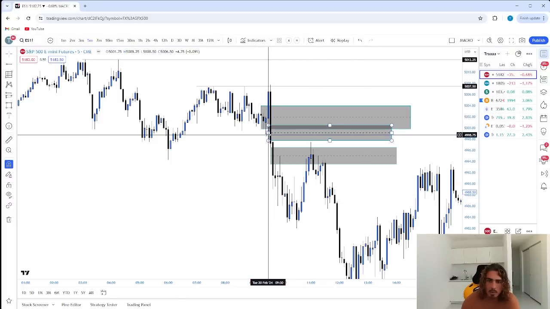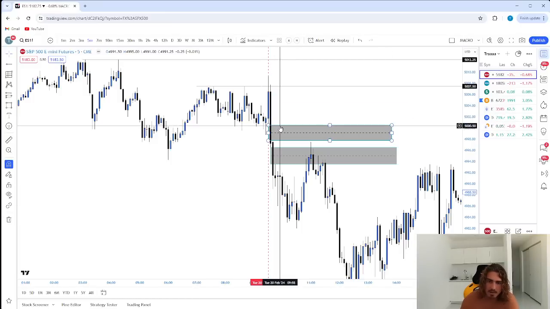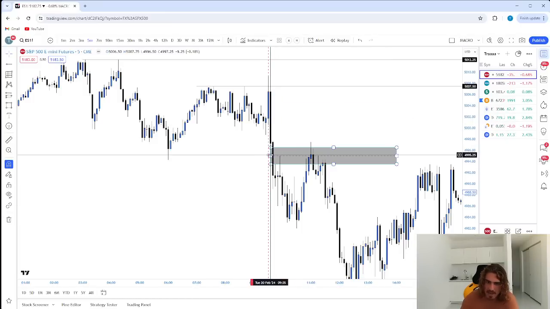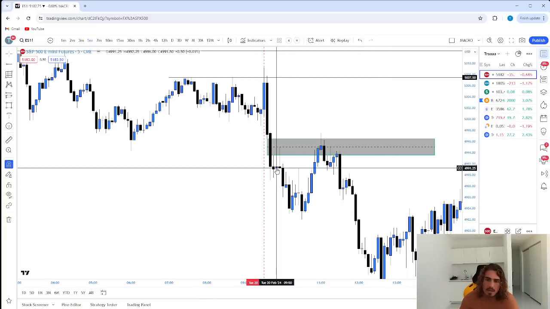Did the order block get hit on the pullback? Nope. Did the breaker block get hit on the pullback? Nope. Did this fair value gap get hit on the pullback? Nope. Did this fair value gap get hit on the pullback? Yes, it did. Okay. We see price get a move up.